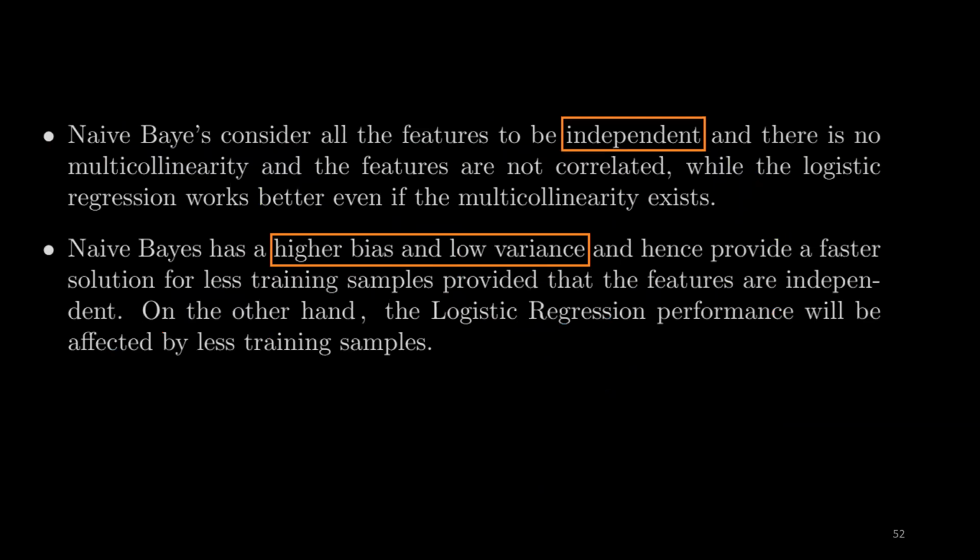Now, here is another difference. Naïve Bayes considers all the features to be independent, with no multicollinearity and no correlation between features, while logistic regression works better even if multicollinearity exists. In Naïve Bayes classification, the word naive is used because there is a condition in order to apply it, and the condition is that this classifier assumes that all the features are independent. Independent means that there is no correlation between the features and every feature provides separate information from the other features.